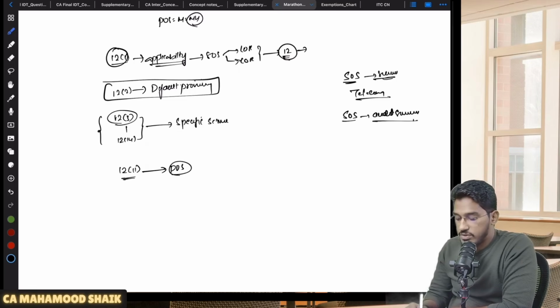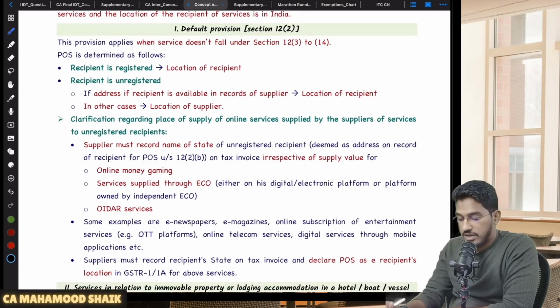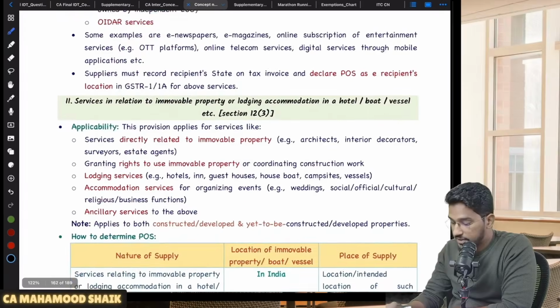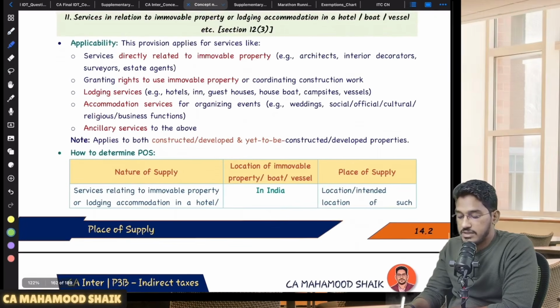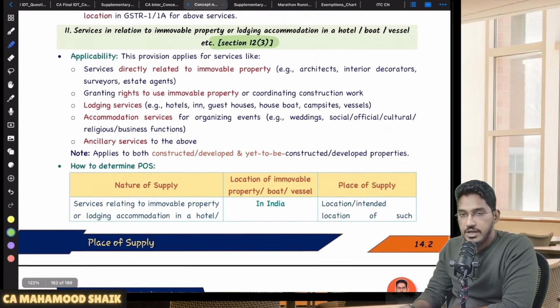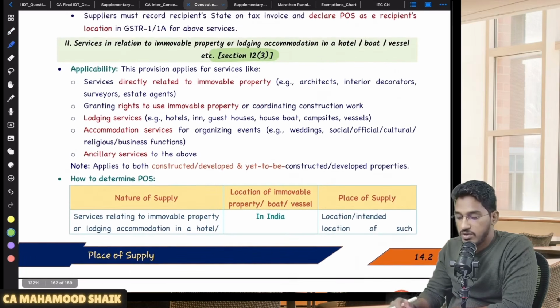So let us try to proceed further now. What we will try to do is start from 12 subsection 3. Each subsection we will take, each kind of specific service we will see, and how to determine the place of supply we'll try to revise. Right. So first I will come to 12 subsection 3. 12 subsection 3 is talking about services in relation to an immovable property. Regarding which services is 12 subsection 3 talking about? Services in relation to an immovable property.